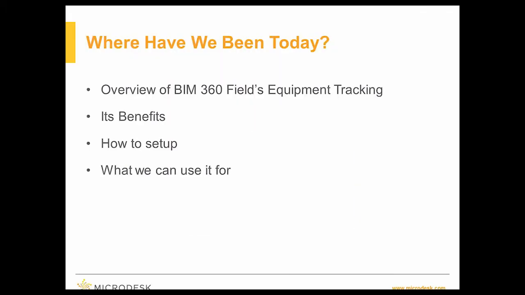So what have we looked at today? We went over an overview of what BIM 360 Field's equipment tracking is. We looked at a little bit of its benefits, such as being able to track information both from something from Revit or Navisworks, or something as simple as Excel. I can also set this up to work with different project files, different file sizes, different methods of organization or layout, and we can use this for a lot of things.